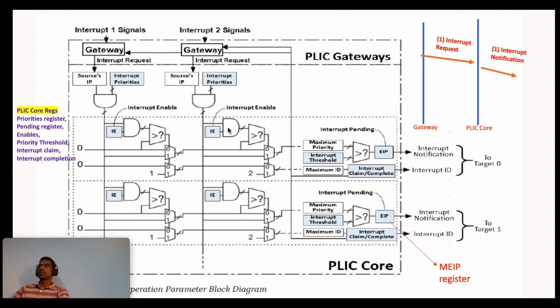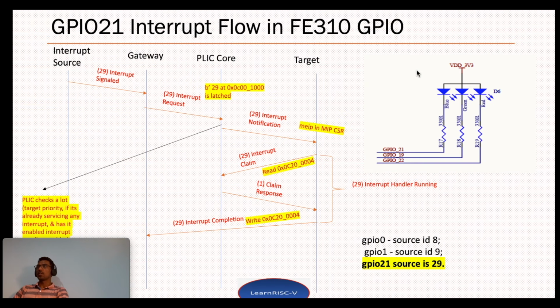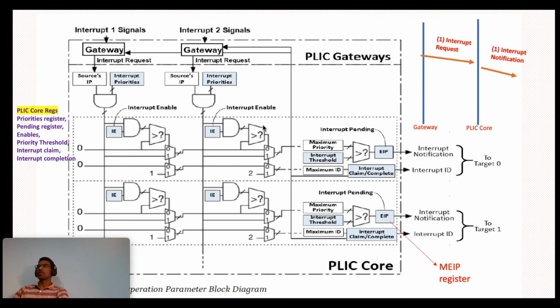external interrupt. It also allows each core or each target to set the maximum priority and interrupt threshold. Based on these settings, PLIC would notify the corresponding target.